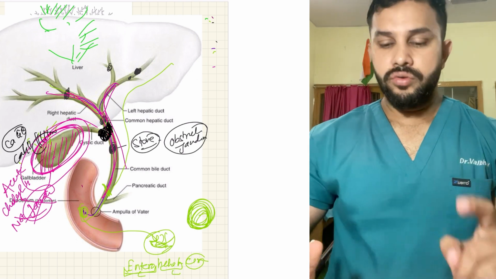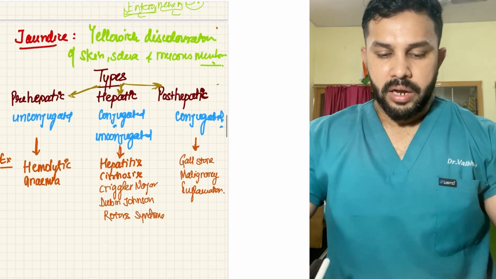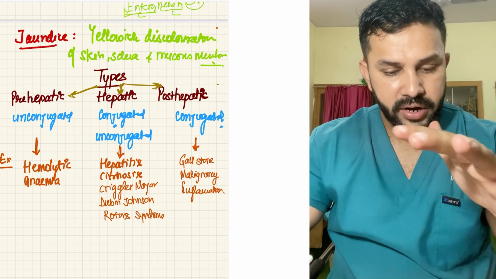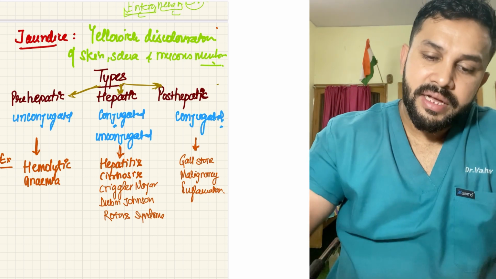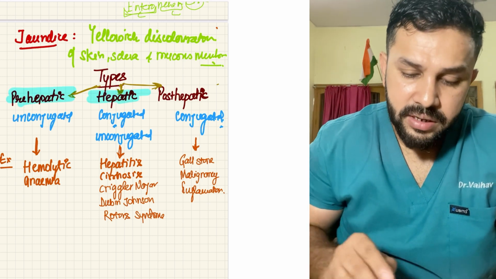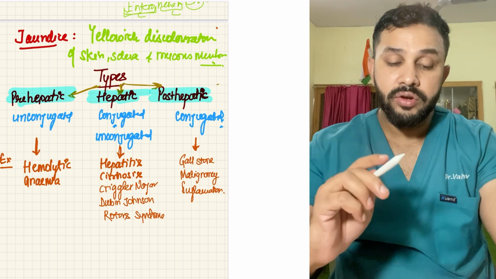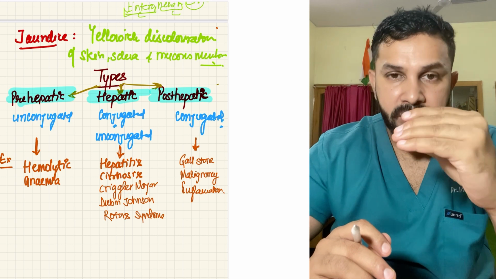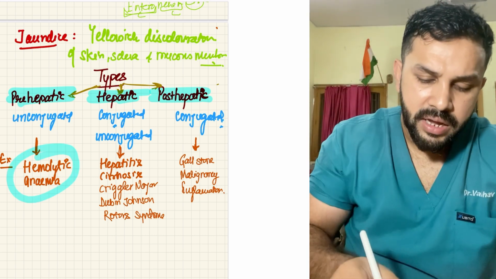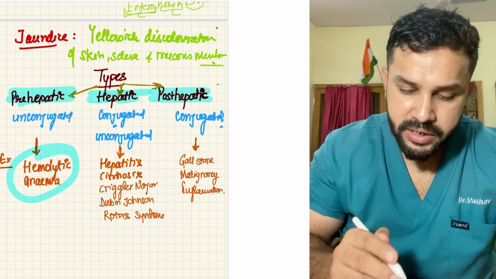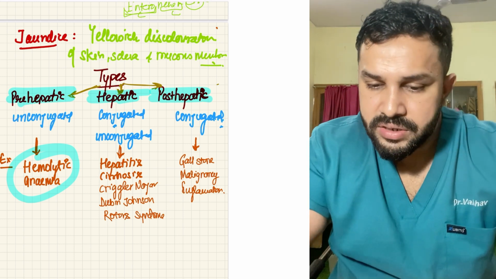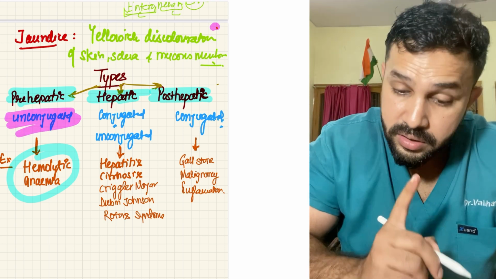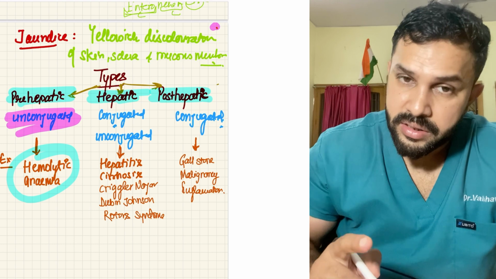This is what I want to tell you, the main part. Now coming to jaundice: it is the yellowish discoloration of skin, sclera and mucous membrane. I told you already there are three types: pre-hepatic, hepatic, post-hepatic. Pre-hepatic means before conjugation happens in hepatocytes, before the liver, for example hemolytic anemia. What is increased is the unconjugated part.